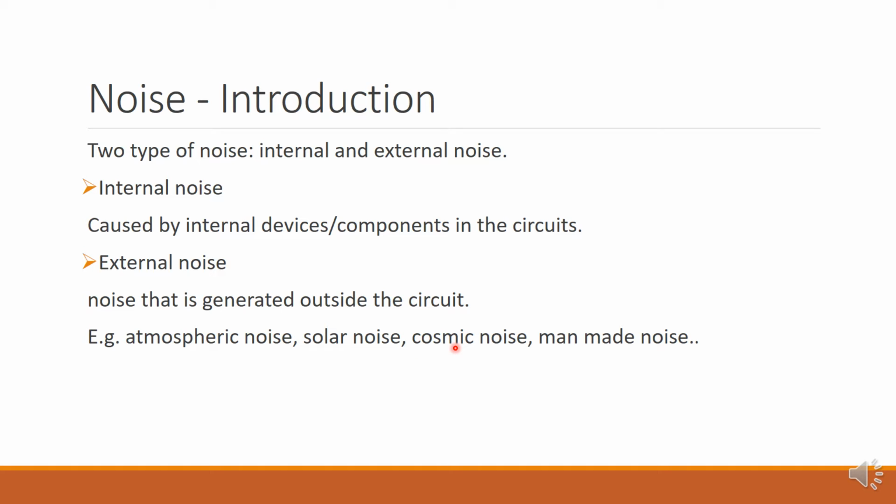Another example for external noise is cosmic noise. So when do we see solar noise or cosmic noise? It is something that is measured in outer space, for example, in your satellites, in your ISS, okay? So these measurement systems do have this kind of noise.